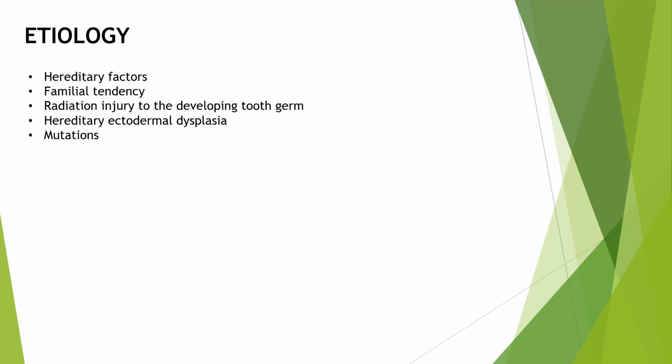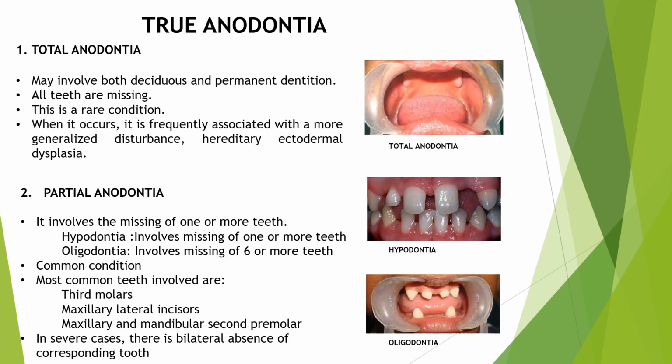ectodermal dysplasia, and mutations. In the previous slide, we have seen that true anodontia can be classified into total anodontia and partial anodontia. Total anodontia involves the missing of all teeth, and in partial anodontia, it involves missing of one or more teeth. So, let's see in detail.